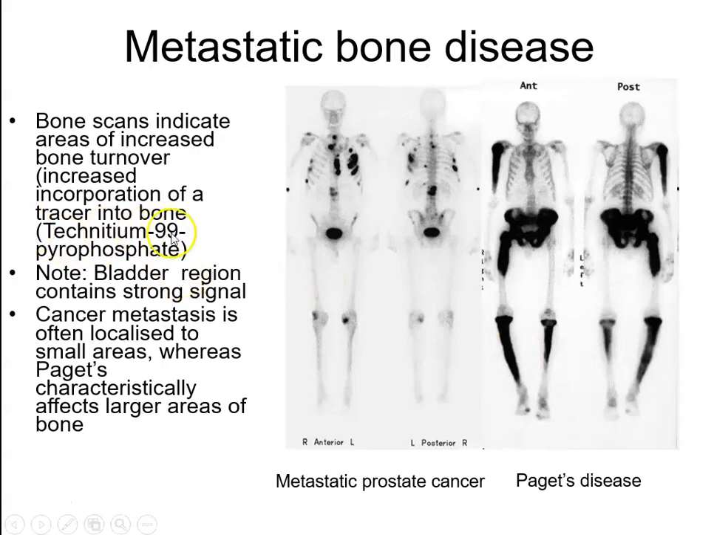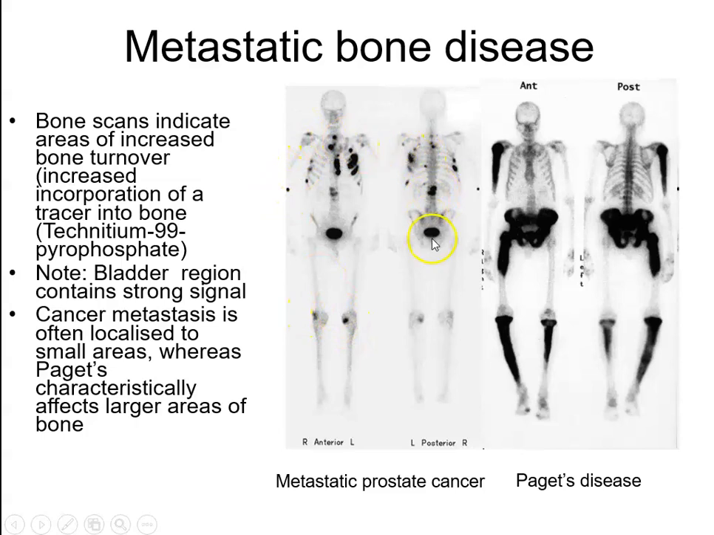So here's a Tc99 pyrophosphate bone scan. We inject in this radio tracer, and that goes to any region of bone where there's active bone formation going on. This is a case of prostate cancer that's metastasized to the bones, primarily the ribs, the vertebra, bits in the end of the bones here.